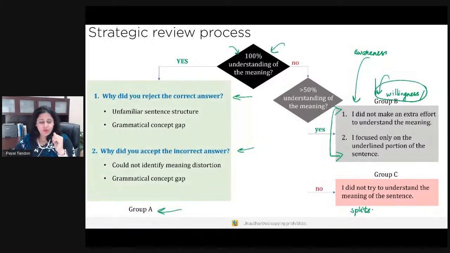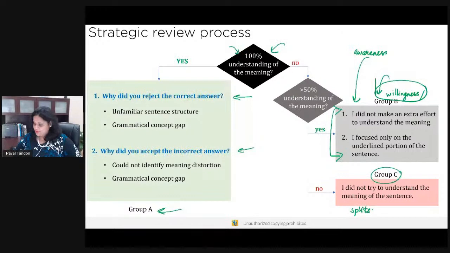The corrective action for group C is to first buy into the meaning-based approach. Okay, and if they haven't bought into the meaning-based approach, then they're at the wrong place, right? And then that 90th percentile ability is going to be a far-fetched dream for them. So again, that's why the corrective action for group C is to first get to the level that they spend the time in understanding the meaning.